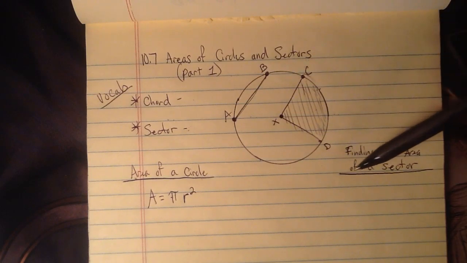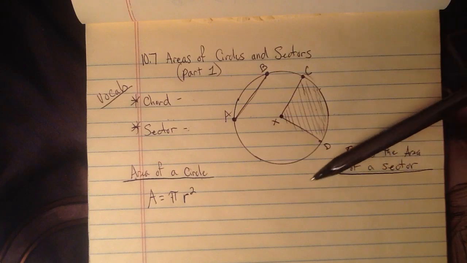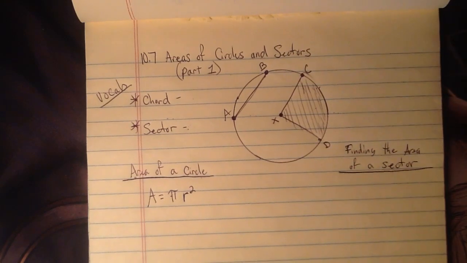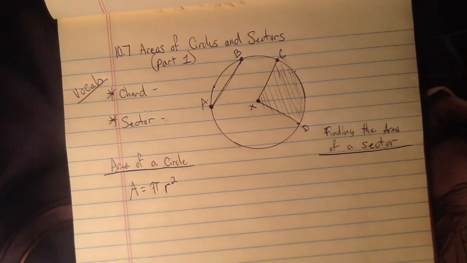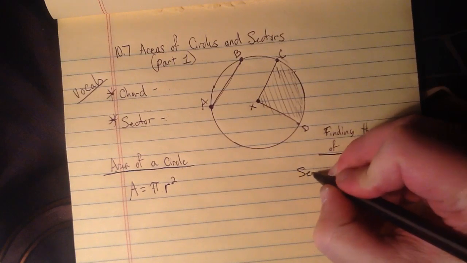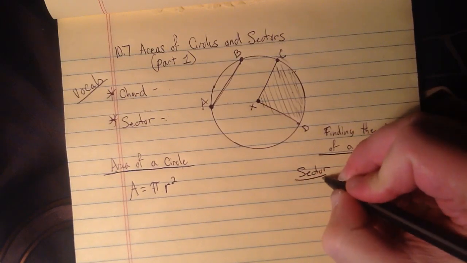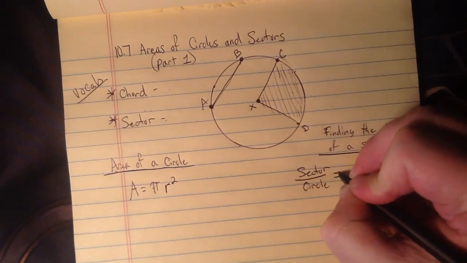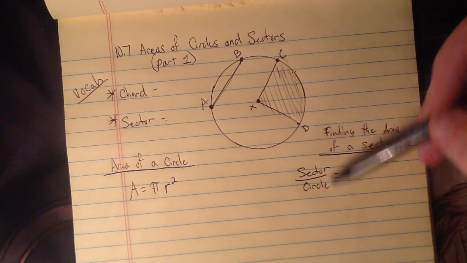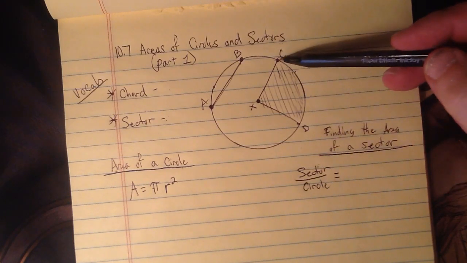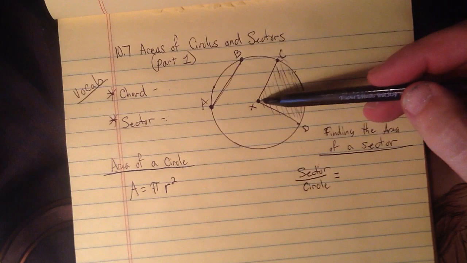So we're going to set up another equation. The book does it one way, but I'm going to stick to the proportion that I taught you in 10.6. Basically, part is to the whole. So the area of the sector is to the area of the circle as, and now to solve for the sector, we just need to find what part of this whole thing the sector takes up.